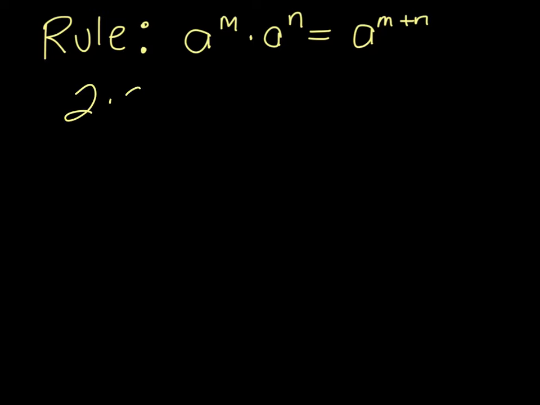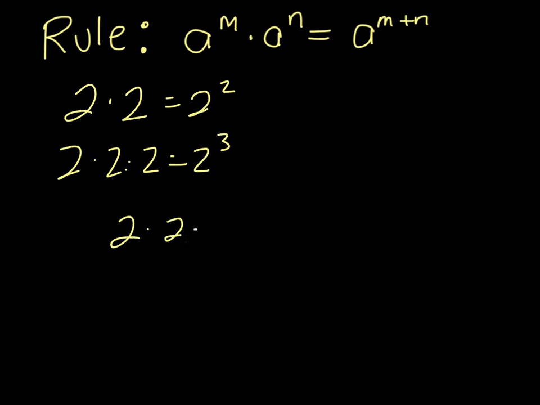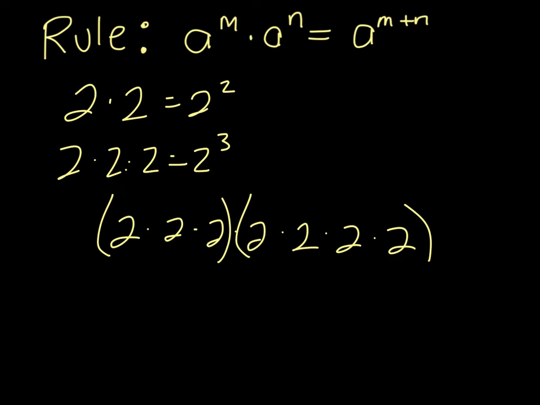If we have 2 times 2, we know we can write that as 2 squared. If we have 2 times 2 times 2, we can write that as 2 to the third power. If we have a whole bunch of 2's all multiplied by each other, let's say, for instance, I took a second and associated the first 3 and the second 4. The first 3 could be rewritten as 2 to the third power, and the second set could be rewritten as 2 to the fourth power.